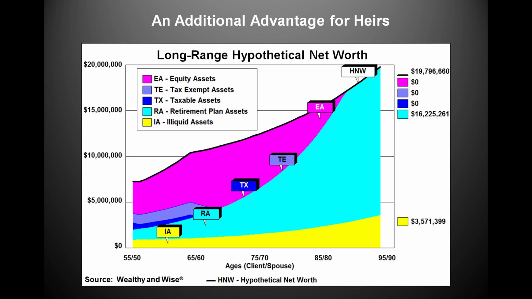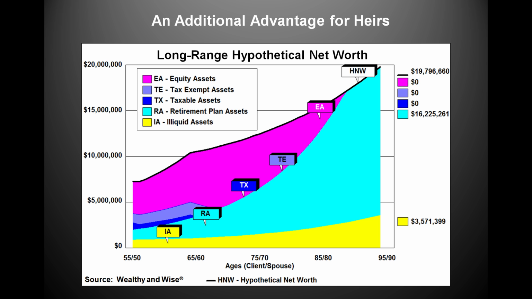Notice the makeup of the long-range net worth of strategy 3. As you can see from the light blue area of the graph, it primarily consists of Roth IRA assets. A Roth is extremely valuable for heirs to inherit, since all the withdrawals are free of income tax, as opposed to an inherited IRA, which produces taxable income only.